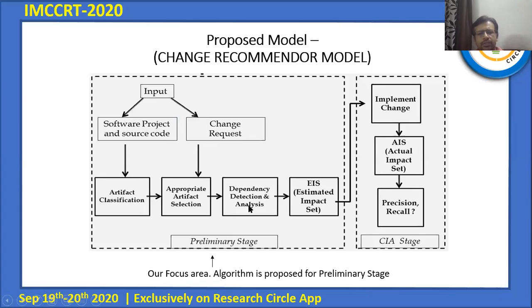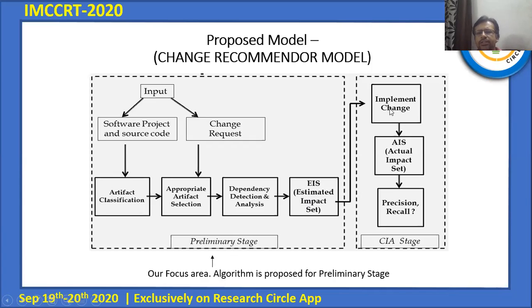Then there are four phases which are part of the preliminary stage in which we are working. So there is an artifact classification phase where the artifacts are classified into three categories: classes, methods, and variables. Then we ask the user to choose an appropriate artifact, and then based on the selected artifact, the dependency detection and analysis phase comes into the picture, which is the main algorithm of our approach. This algorithm gives us selected artifacts which are dependent ones, and we put them into the EIS. So this is our main focus area in the preliminary stage.